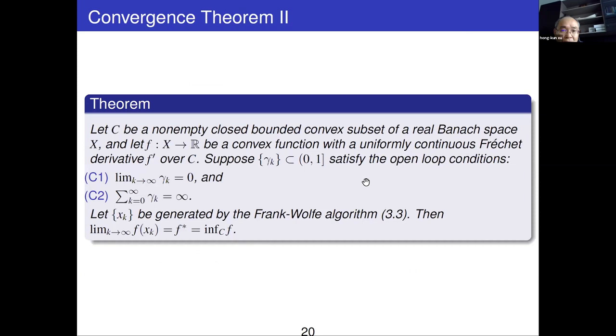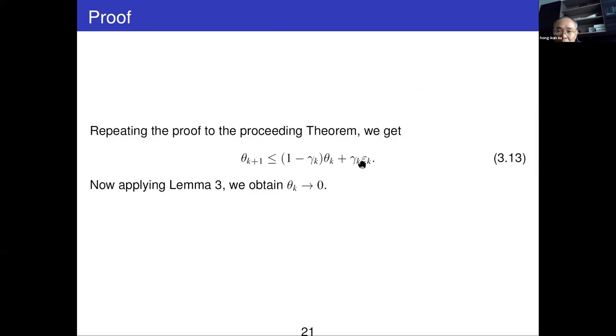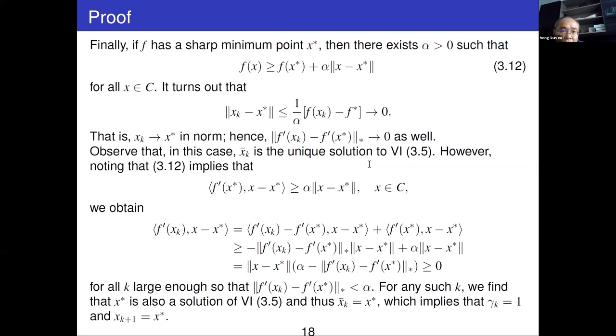Okay. Actually, I don't prove this. I use the same way to prove that theta k plus one is smaller than or equal to the right-hand side of this inequality. Now, gamma k is the step size. Now, what's epsilon k? Okay, let me go back to the proof or the first selection of the step size.